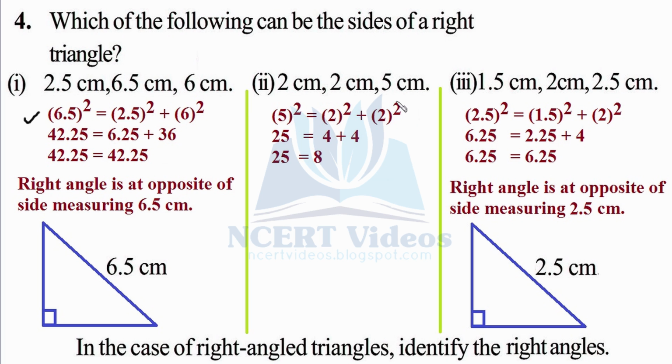Second, take the longest side, 5, square it. Take others and square them also. So 4, 4s are 16, 2 and 2 are 4. Well, we don't have to go further. This doesn't make a right angle triangle.